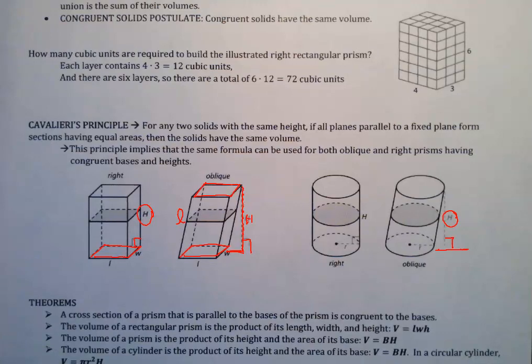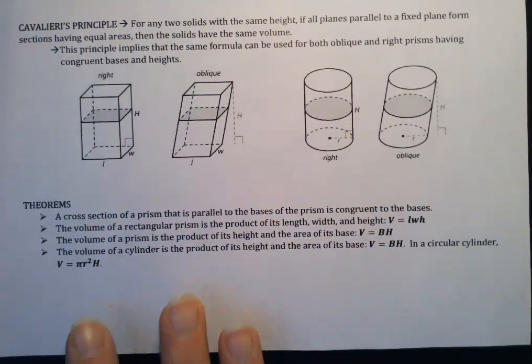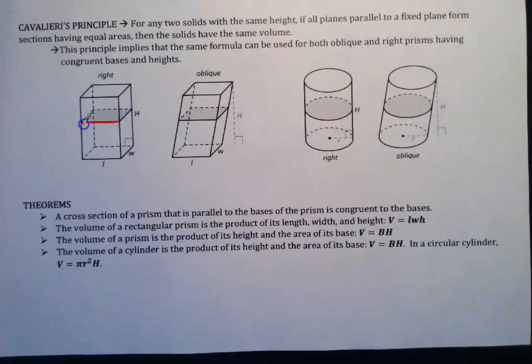All right, then the theorems that we have today. A cross-section of a prism that is parallel to the bases of the prism is congruent to the bases. Well, that's what we're talking about, right? The cross-section, this shape, is congruent to the base because they're prisms. Like on the previous one where we cut the layers and layers and layers, they're all congruent. We use that theorem to help us. It was just something we innately knew.